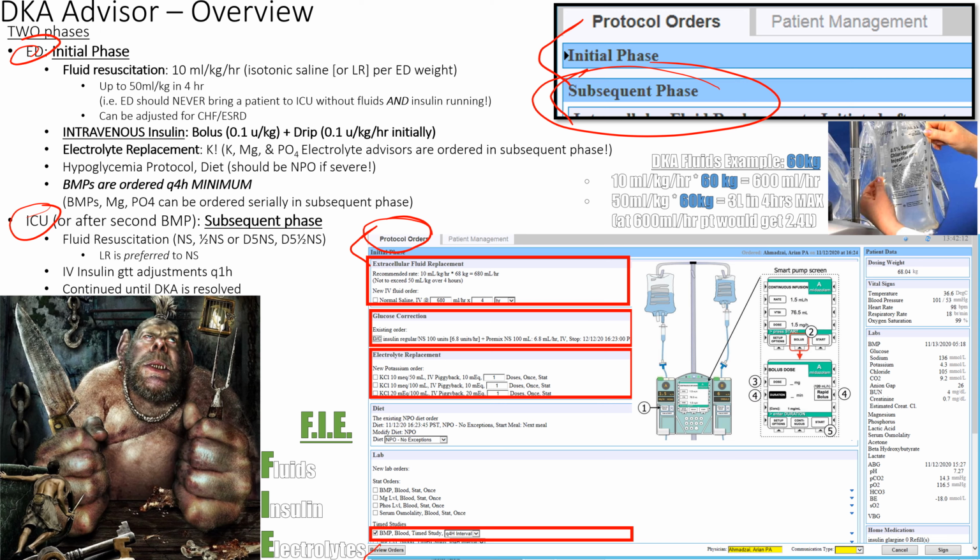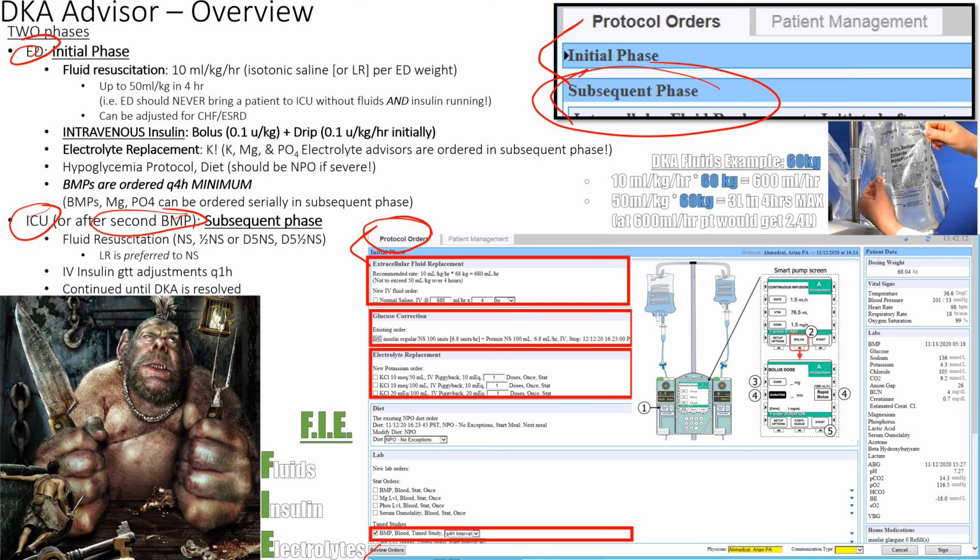The initial phase is resuscitation. We're giving a lot of volume, and a lot of insulin, to get them resuscitated. The reason we do a subsequent phase, and when it is appropriate, is after we've got a chemistry. Once we have a second BMP, we can start getting some information about the subsequent phase. What are we going to do after we've resuscitated them?